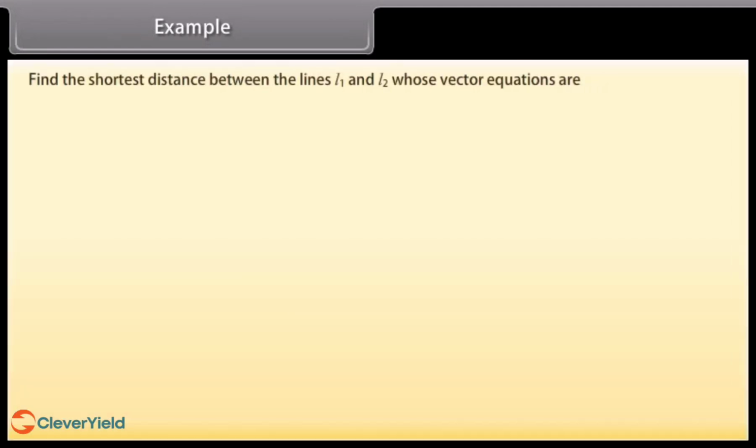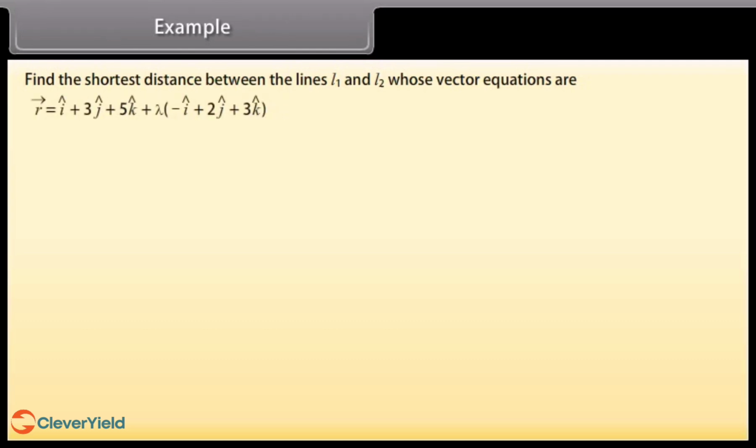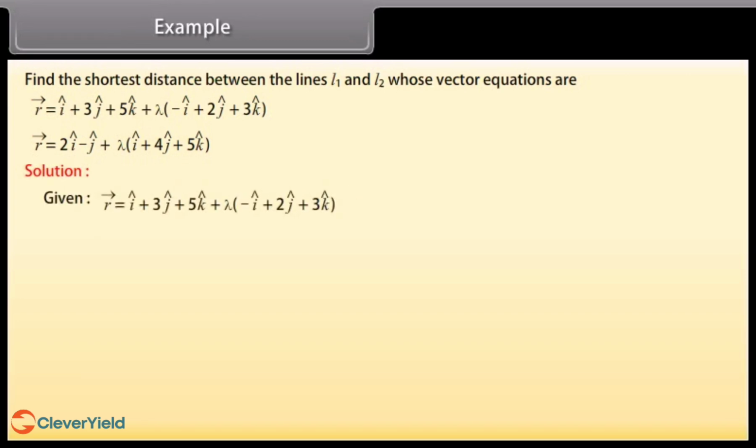Example. Find the shortest distance between the lines L1 and L2 whose vector equations are vector R equals cap I plus 3 cap j plus 5 cap k plus lambda times minus cap I plus 2 cap j plus 3 cap k, and vector R equals 2 cap I minus cap j plus mu times cap I plus 4 cap j plus 5 cap k. Solution. Given the same two equations.